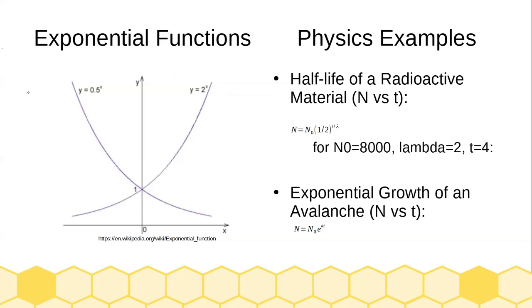So for n naught equals 8,000, lambda equals 2, and t equals 4, we have n equals 8,000 times 1/2 to the 4 over 2, which is going to be 8,000 times 1/2 to the second power, which is equal to 8,000 times 1/4, which is equal to 2,000.